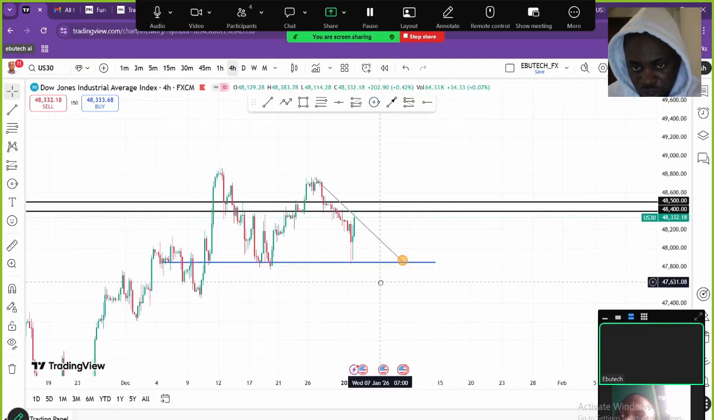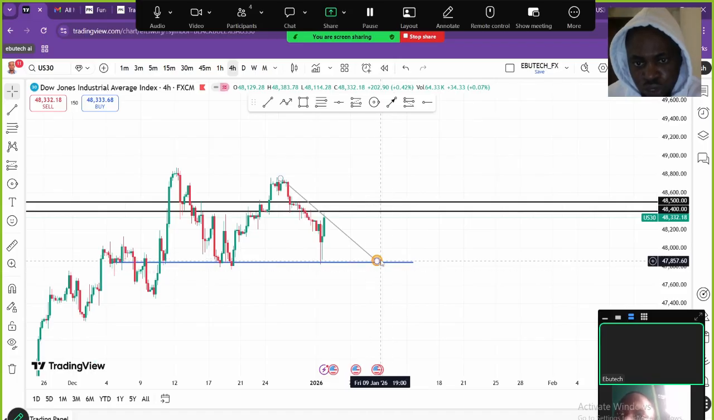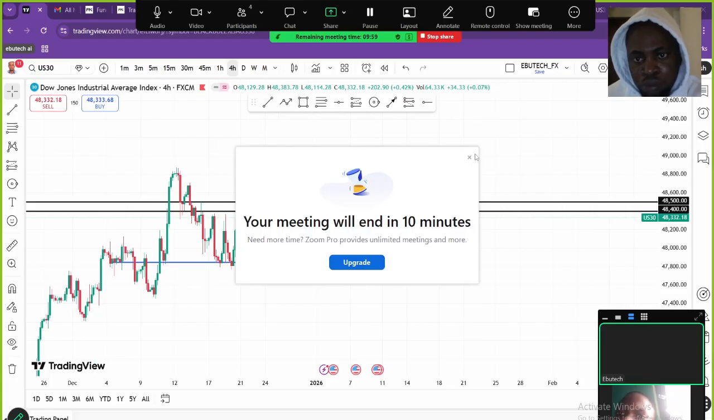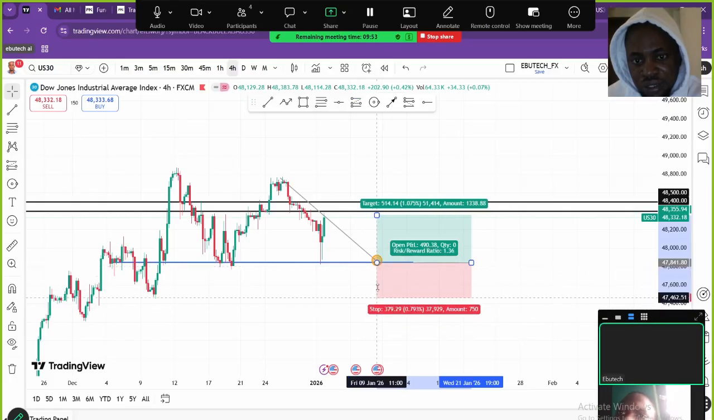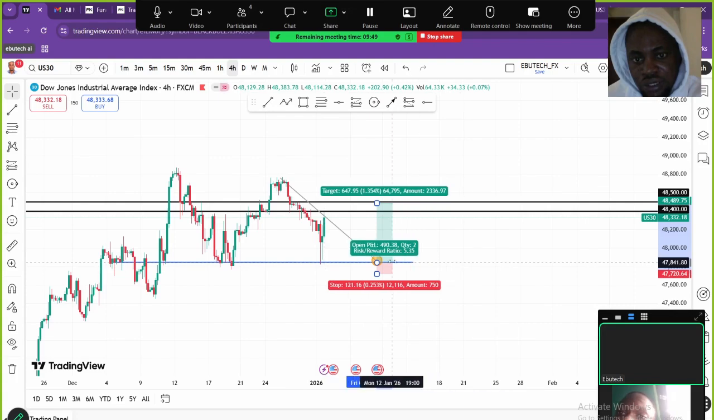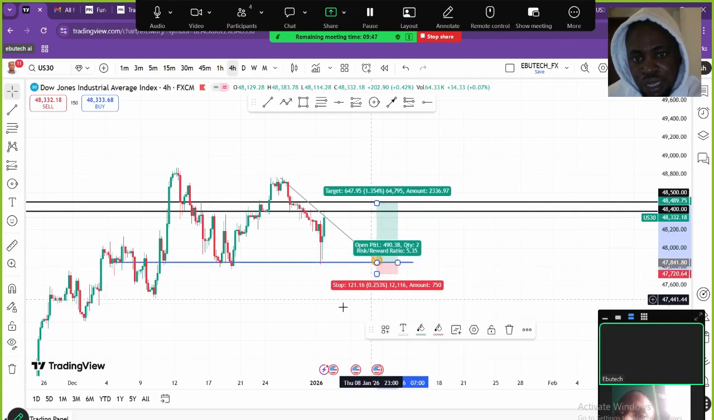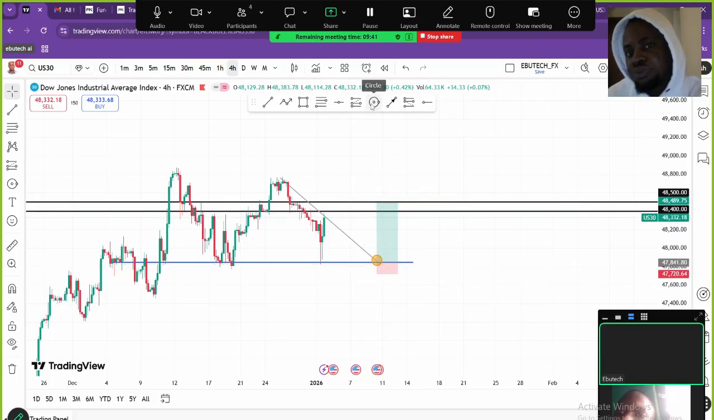What does it mean? You are saying that when this market comes to this direction, this point, I'm going to be buying. Yeah, I'm going to be buying like this. Once this market comes to this place, I'm going to be buying. That's the function of this circle.